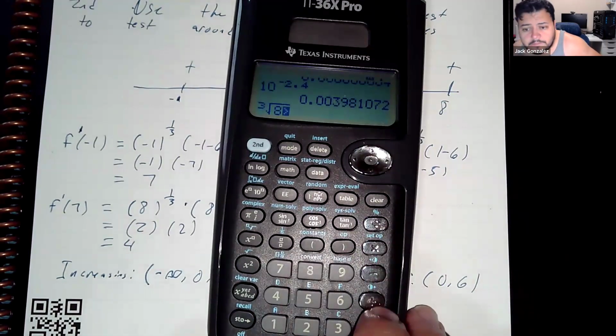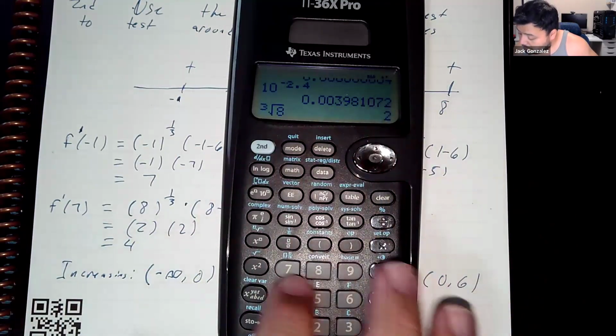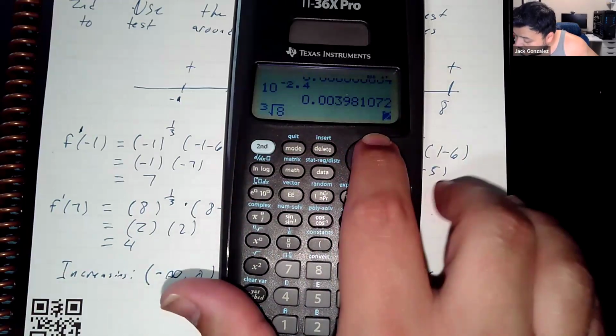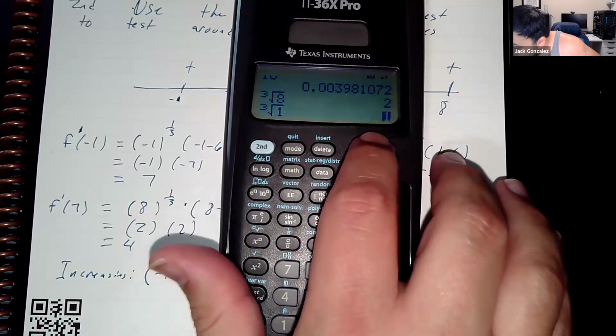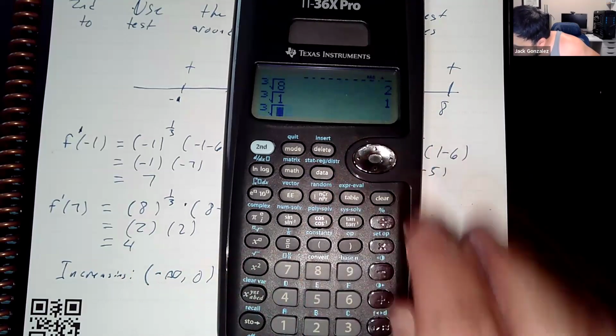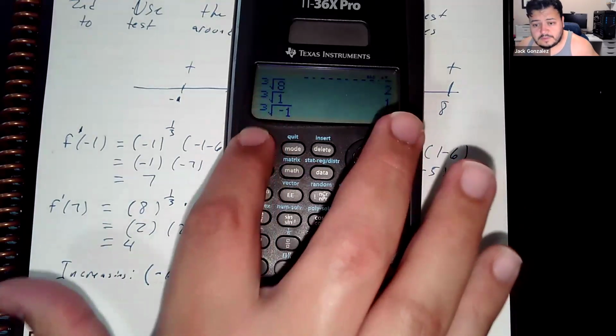Right, cube root of 8 is 2. So that's why I chose 8. And then I knew 1 would give me a 1. And I knew -1 would be -1. This is the same as a 1/3 power, correct?